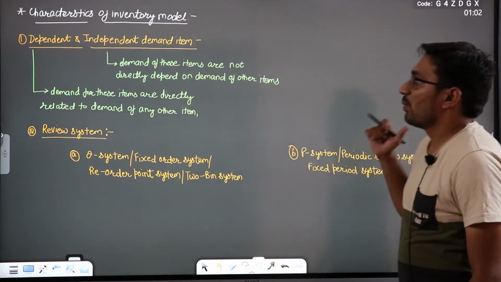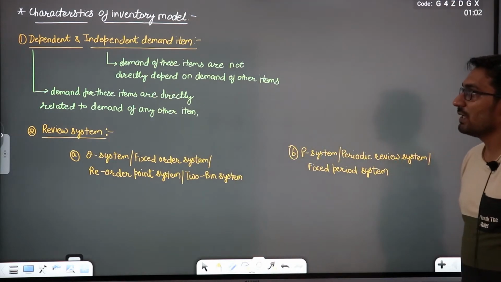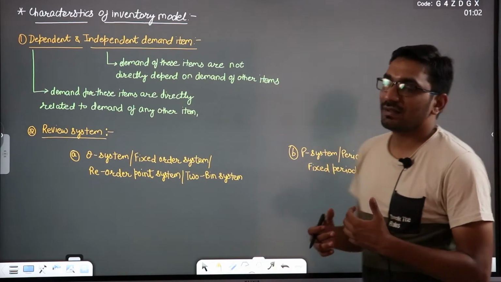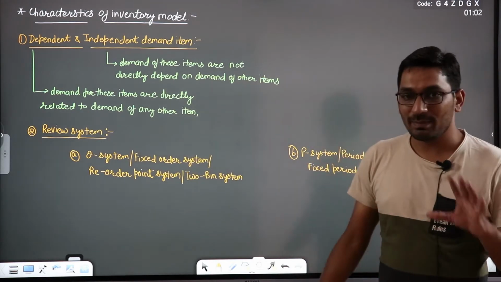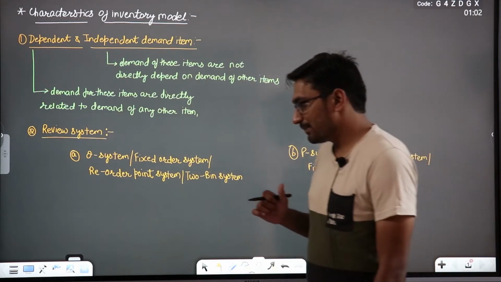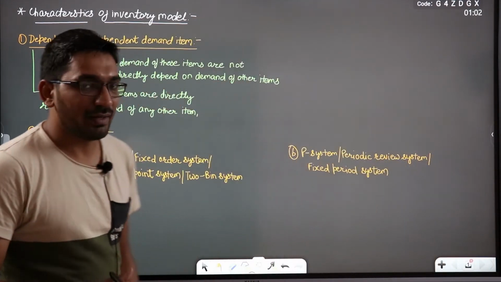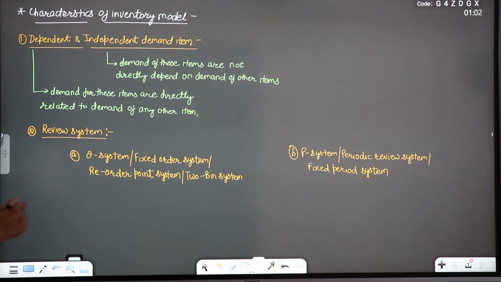Now let us discuss the characteristics of an inventory model. The inventory model will be characterized in three ways. The first one is dependent and independent demand items. We have two types of demand item: one is the dependent demand item, and the other is the independent demand item.